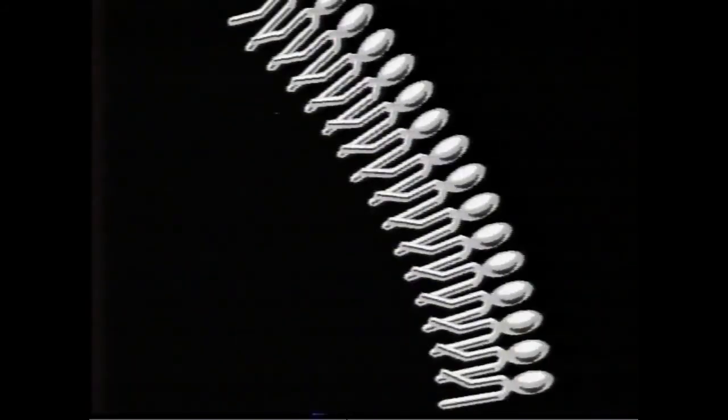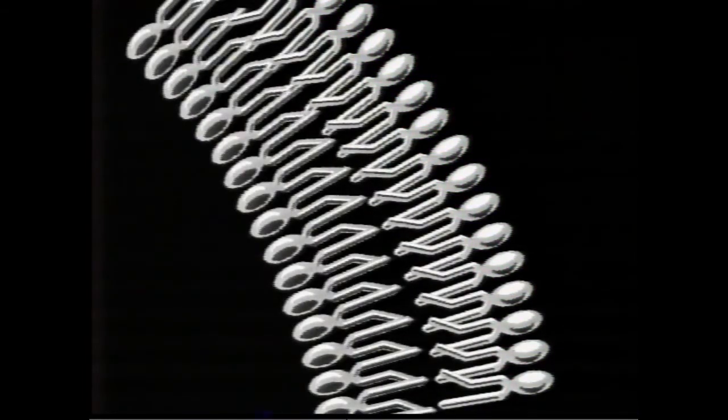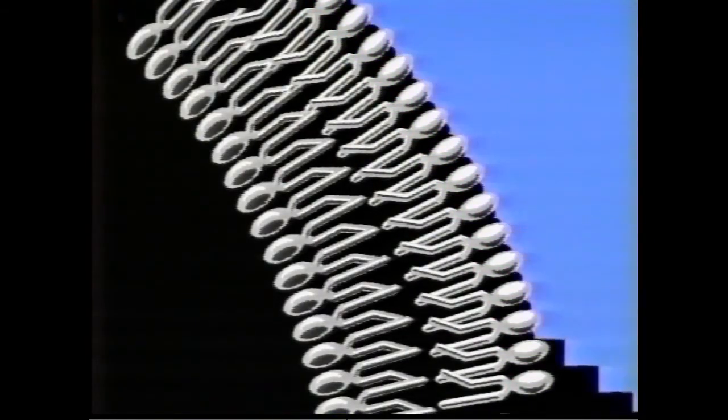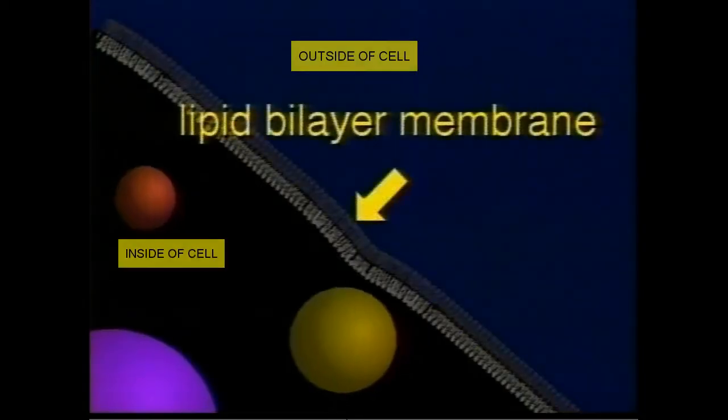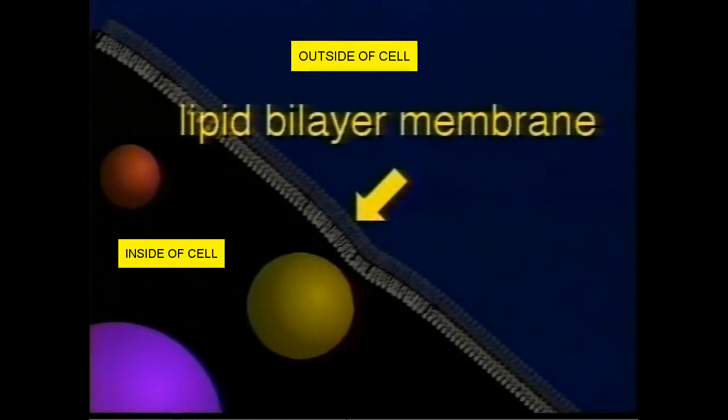The heads of these phospholipid molecules are attracted to water molecules. The tails, long chains of carbon and hydrogen atoms, are repelled by water. When mixed with water, phospholipids form a bilayer with the heads outside and wet and the tails inside and dry. Such structures make up cell membranes.